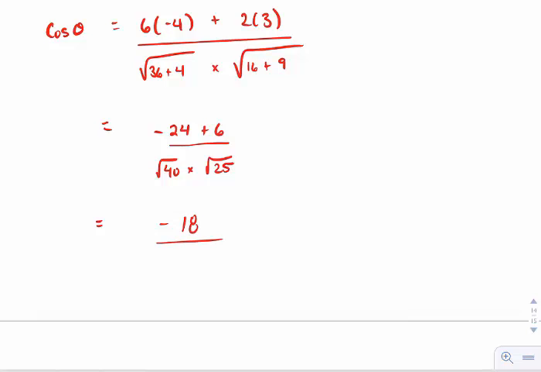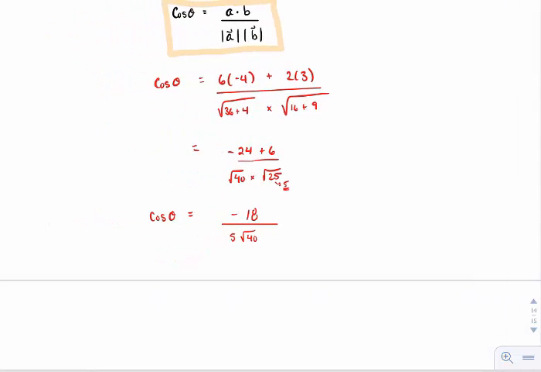This is negative 18. But over here, we're going to get some numbers. You don't really have to multiply and simplify these radicals, because I'm going to plug into a calculator. So I'm going to go 5, because I know the square root of 25 is 5. So I'm just going to go 5 radical 40. I can simplify the square root of 40, but because I'm going to plug this into a calculator anyway, there's really no reason to do it. So here I go. Theta is equal to cosine inverse of negative 18 over 5 radical 40.